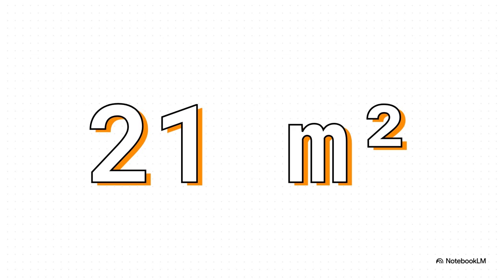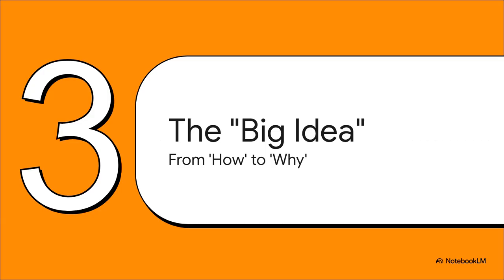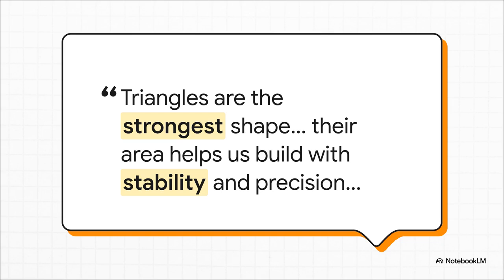But now we get to the real point of the whole lesson. Right, so the math itself is pretty basic, but this is the exact moment where the lesson pivots. It moves away from the how-to and gets into the why. Because this was never just about calculation. It was all about teaching what they call a big idea. And the lesson makes a really interesting leap here. It connects the physical strength of a triangle as a shape to the character of King David. The curriculum literally says that knowing the math helps you build with stability and precision, and then it argues that this is exactly how David planned and prepared for all of his challenges.